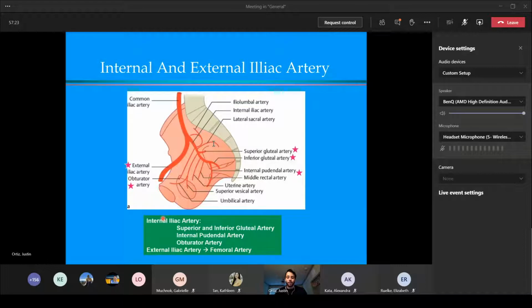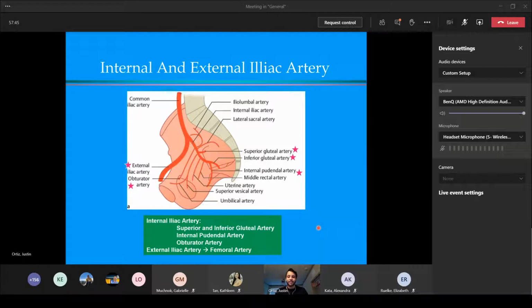So for example, the internal iliac artery is going to have the superior and inferior gluteal artery, internal pudendal artery, and then obturator artery. While the external iliac is just coming along for the ride, just to pass through. The external iliac doesn't want any business with the gluteal region, basically. It just wants to go straight down to the leg, right? So that's going to be most important for the external iliac artery.